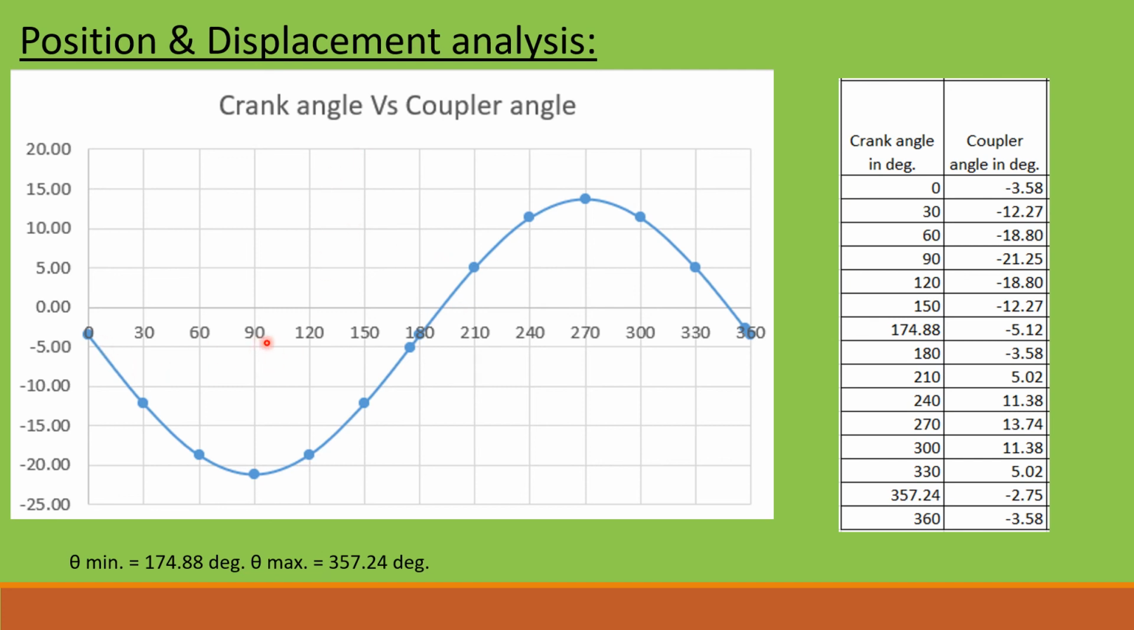In this graph, coupler angle is plotted against crank angle. Crank angle on the x-axis from 0 to 360 degrees and coupler angle on the y-axis. So from this data, up to 180 degrees, it is in the negative direction, and that means in the clockwise direction. After that, up to 330 or 350 degrees, it will be in the positive direction, that is in the counterclockwise direction.